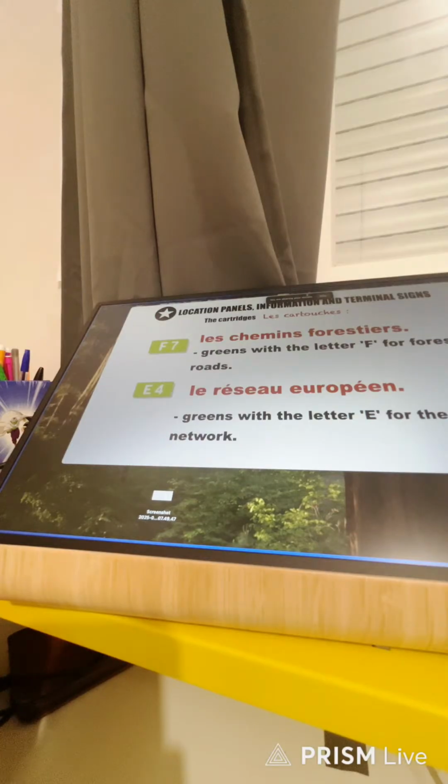Majority of the time, you might not see the name of the road, but once you see F, you should know what it means. Then E4 is a European road, le réseau européen. E can be anything. That means you are driving on a European road. Definitely, it's for people traveling from one country to another. If you are in France and not traveling, definitely you cannot see this type of road. So take note of that.